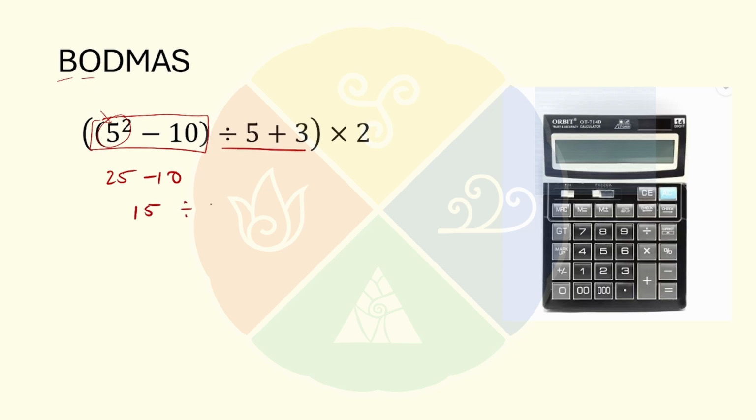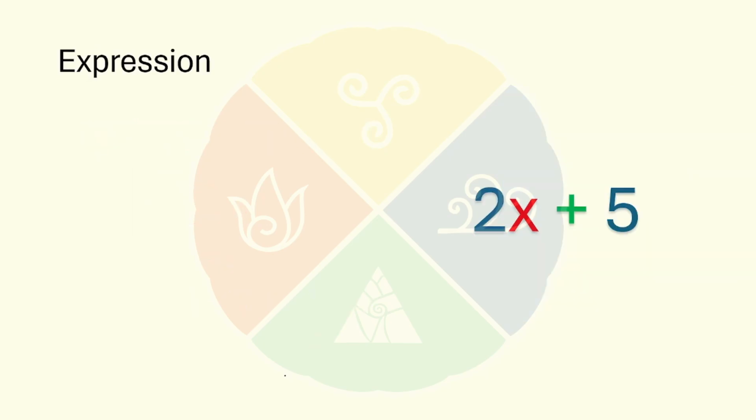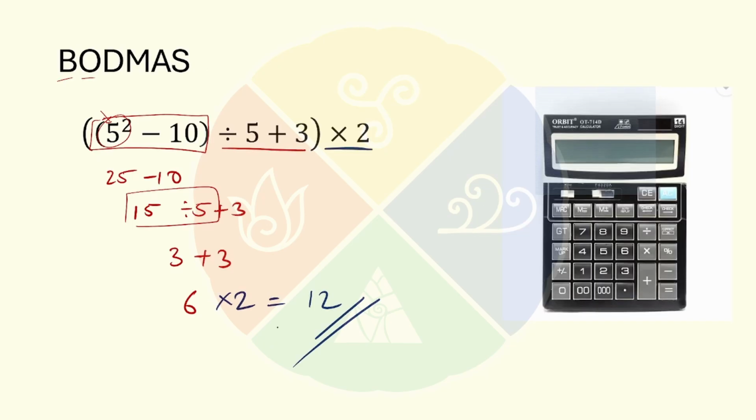We have this part divided by 5 plus 3. You have to do the division second. 15 divided by 5 is 3. Then you have to do plus 3. That will give you 6. So everything inside the bracket is done. Now we have this into 2. Answer is 12. Good. Hope you guys understood what BODMAS is.